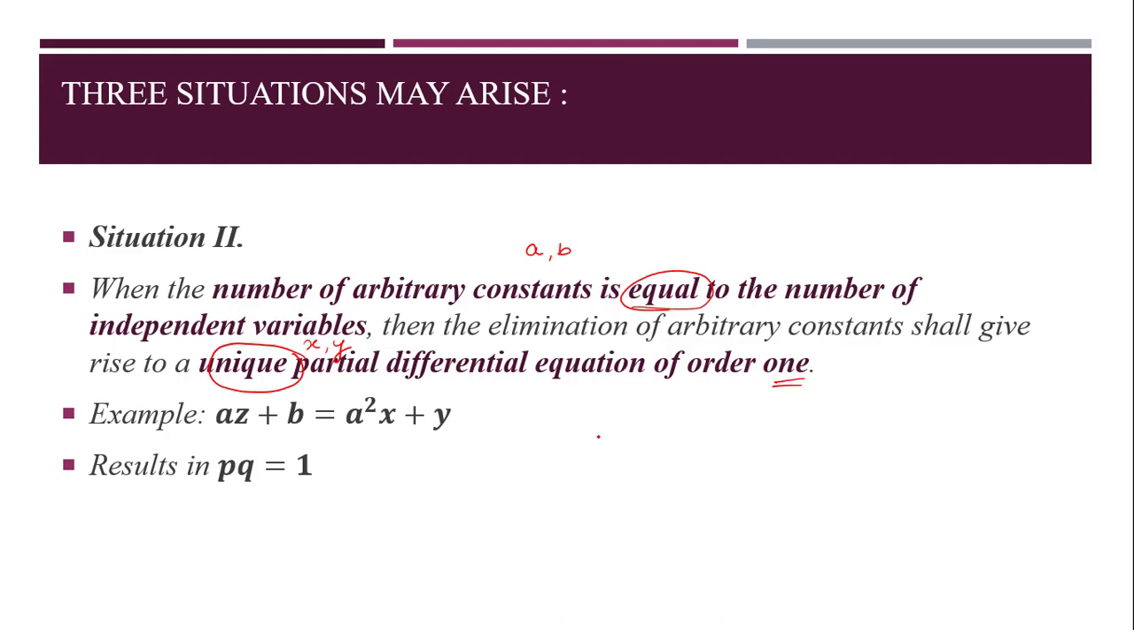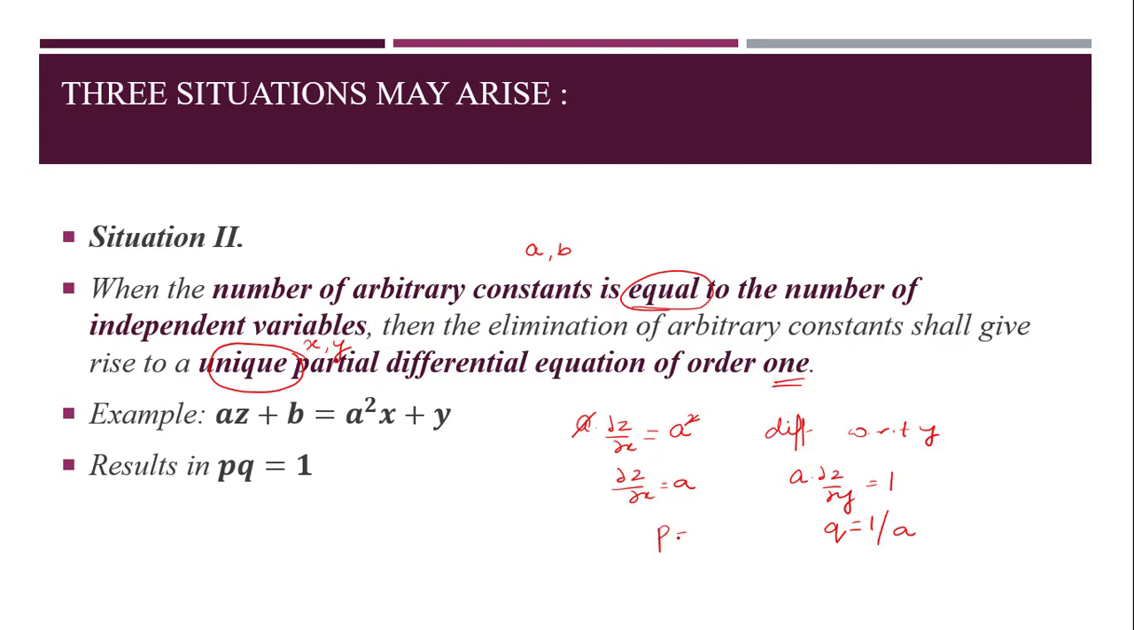If I differentiate this with respect to x, what I will get is a into del z by del x is equal to a square, right? x will give me 1, so a will cancel out and I will get del z by del x is a, meaning the value of a is del z by del x, right? I got the value of a. Now differentiating with respect to y, I will get a into del z by del y is equal to 1. So I can say q is equal to 1 by a, and from here I will get p is equal to a.